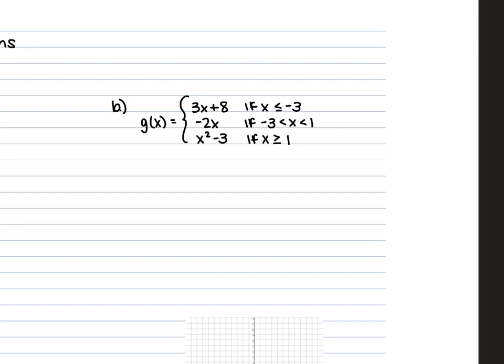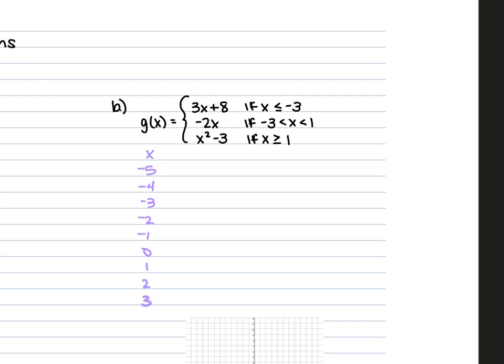For b, we have g of x is equal to 3x plus 8 if x is less than or equal to negative 3, then negative 2x if negative 3 is less than x, which is less than 1, and x squared minus 3 if x is greater than or equal to 1. So I'm going to choose the x values of negative 5, negative 4, negative 3, negative 2, negative 1, 0, 1, 2, and 3.